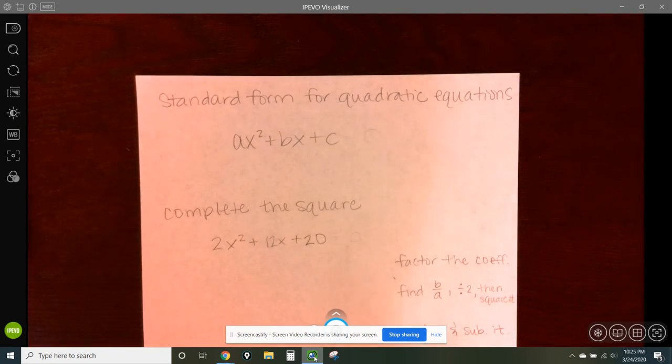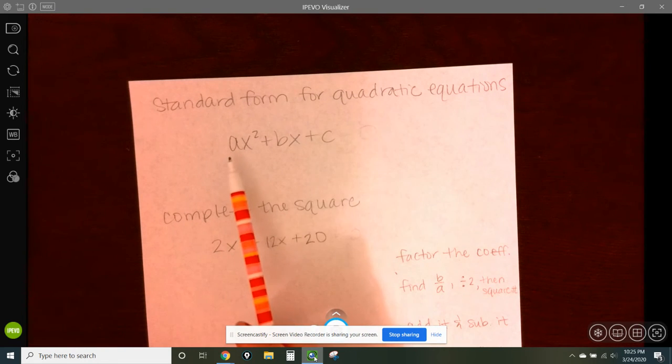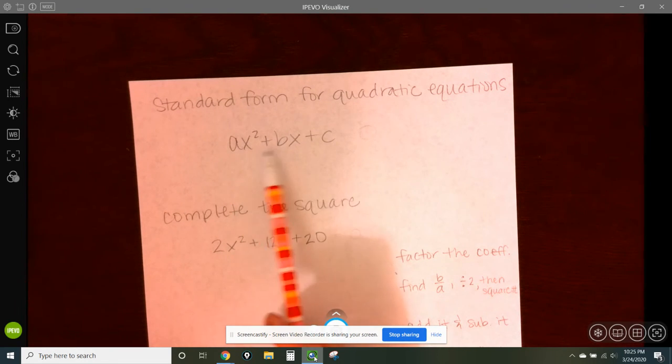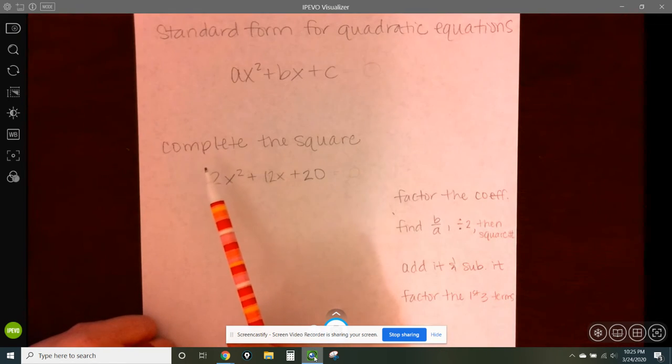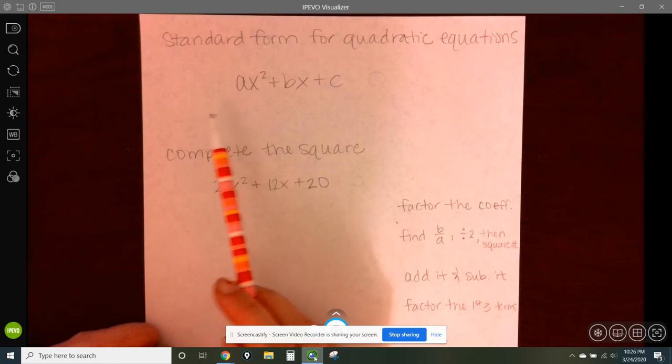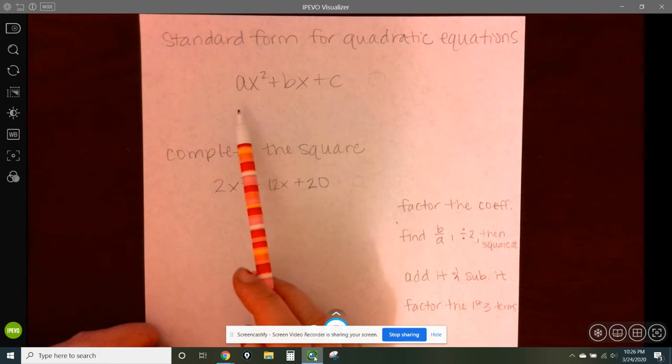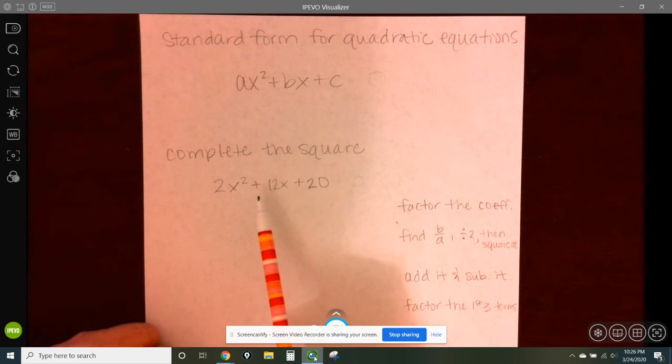First you have to know what the standard form for quadratic equations is. It's just ax squared plus bx plus c. You have to start with an equation in this form. Then they're going to ask you to complete the square. So they're going to ask you to make up an equation in standard form. You can make any one you want, and then you're going to complete the square.